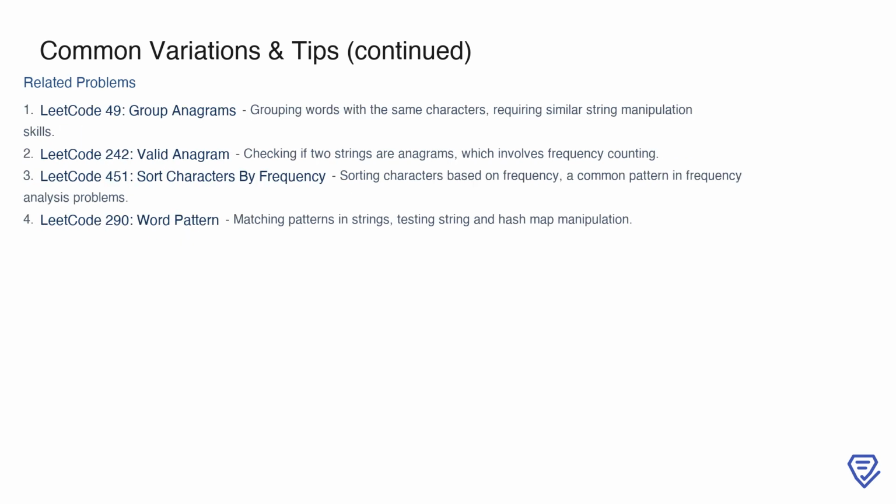This problem connects to a variety of related problems that involve similar concepts and techniques. For instance, in LeetCode 49, Group Anagrams, you work on grouping words that have the same characters. This requires advanced string manipulation skills, much like this problem. Another example is LeetCode 242, Valid Anagram, which asks you to determine if two strings are anagrams by analyzing character frequencies. LeetCode 451, Sort Characters by Frequency, is another related challenge, where you sort characters based on how frequently they appear, applying frequency analysis in a different way.